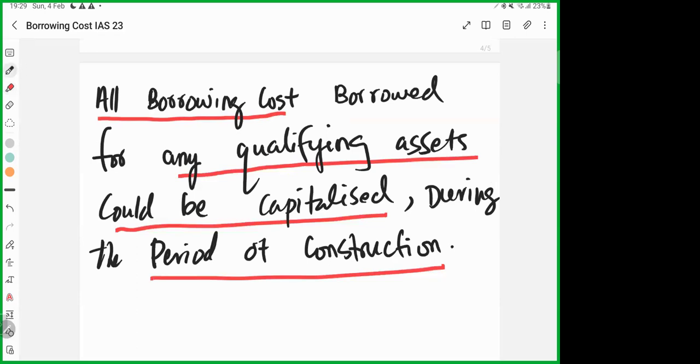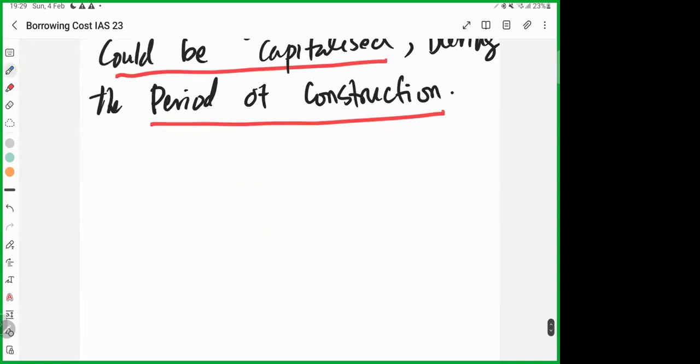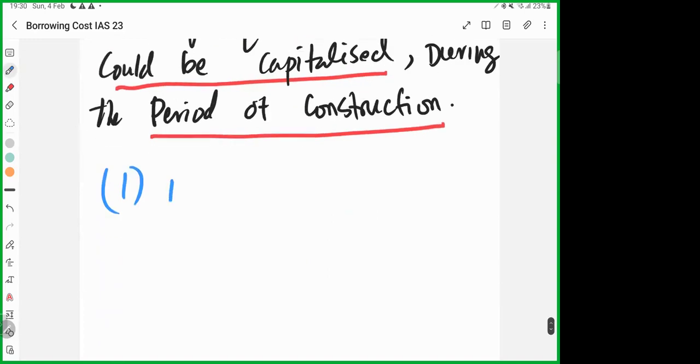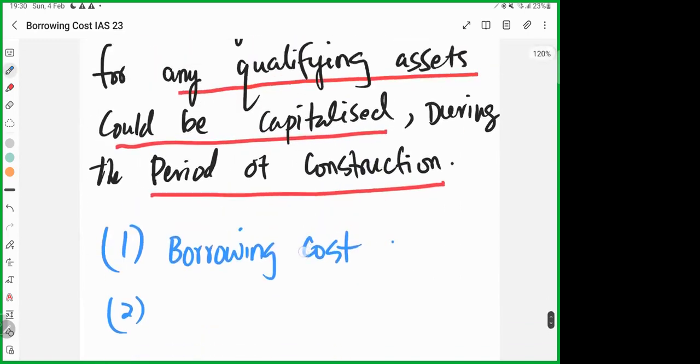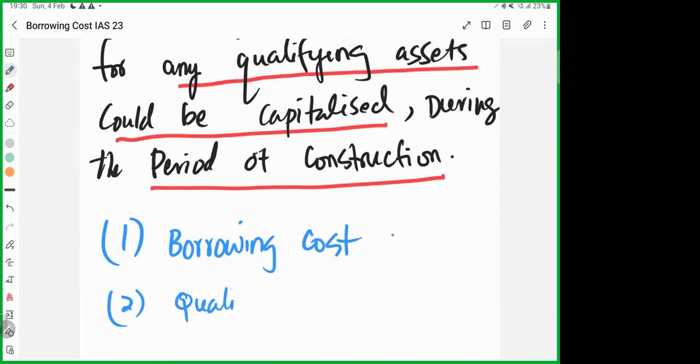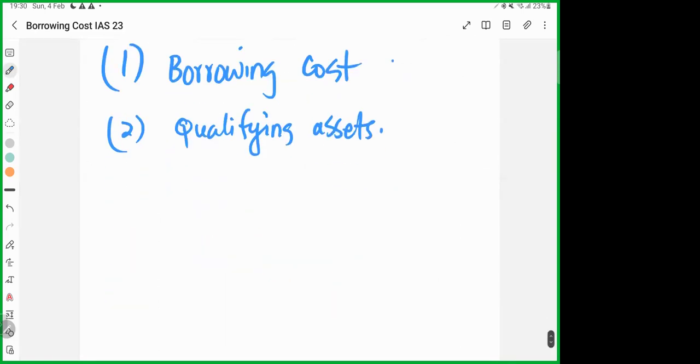And we have some new terms here. Term number 1, borrowing cost. All of us understood this? Yes, we know what it is. And what about this? Qualifying assets. Not clear. So, what is a qualifying asset?